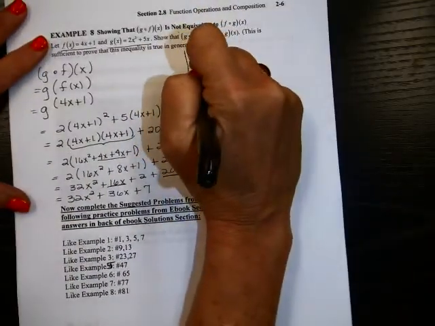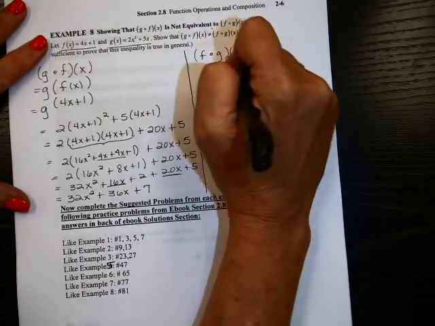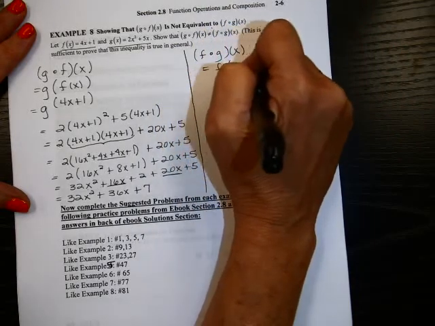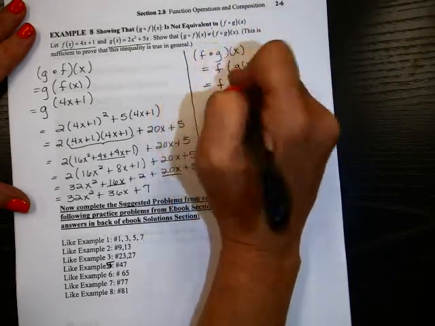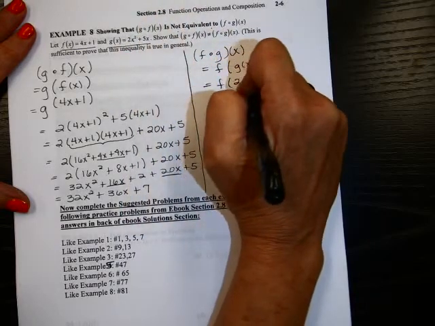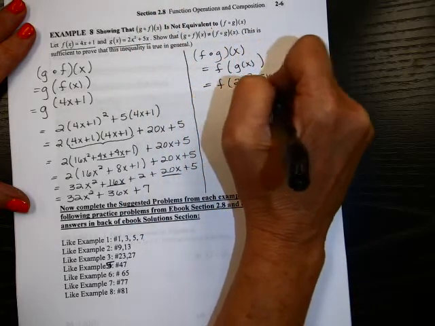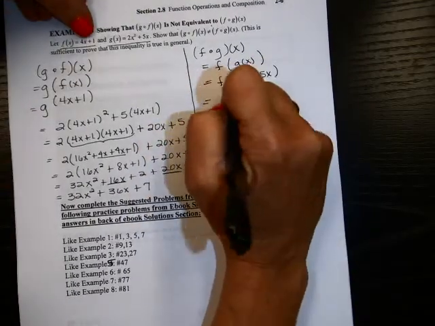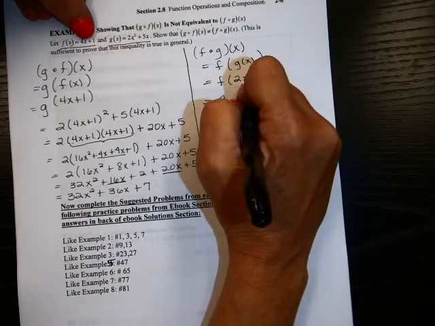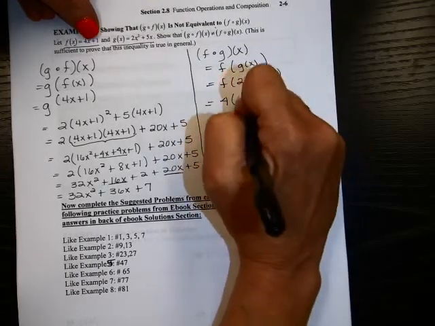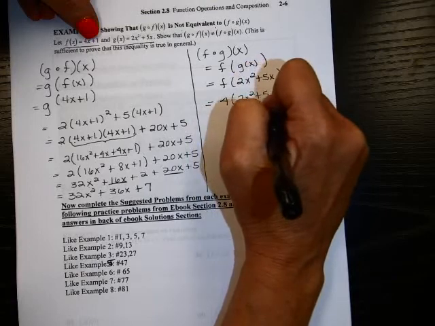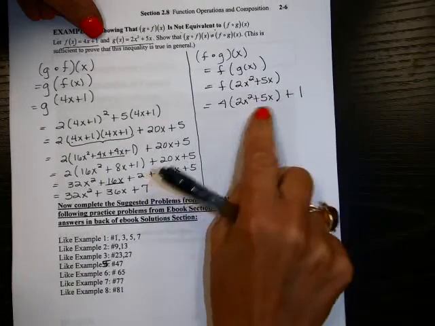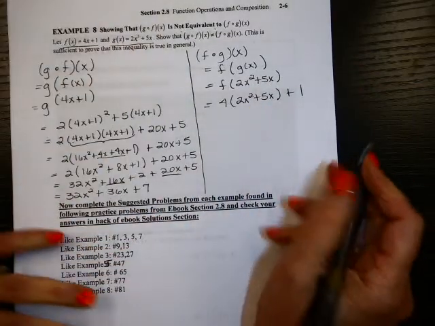So let's go the other way now. Let's do f of g of x. That means I'm taking f of whatever g of x is, and g of x is 2x squared plus 5x. So that's what I'm going to put inside of f. Alright, so that's going to be 4, and inside of that x right there, replace it with the 2x squared plus 5x, and then you still have the plus 1.